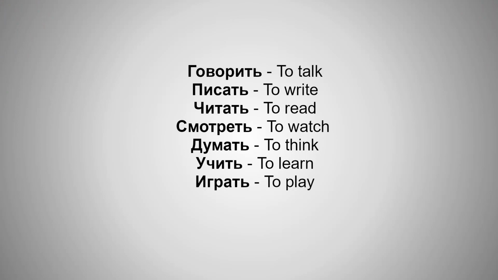Today we're going to cover past tense verbs, simplified. So past tense verbs are actually very easy in Russian. They're very easy. Most of the time you just add L to the end of the verb. So take the most common verbs we know. Говорить, писать, читать, смотреть, думать, знать, учить, играть.